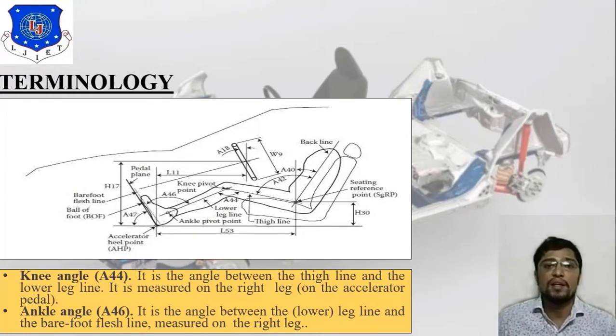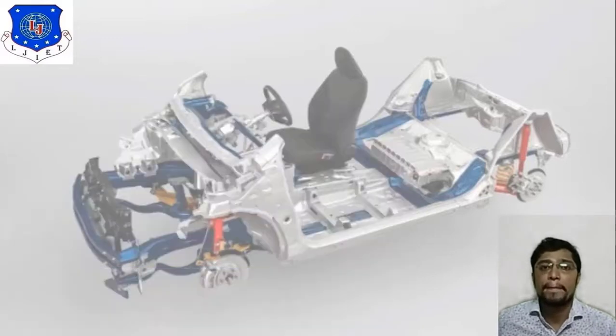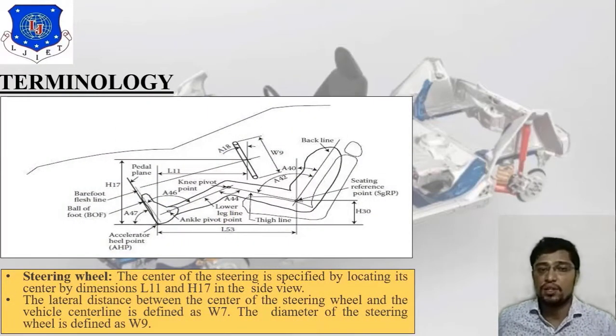So this is the posture angle, in which you can find the knee angle, ankle angle, and torso angle. Move forward to the next slide. Next one is the steering wheel. Now we can talk about the steering wheel.